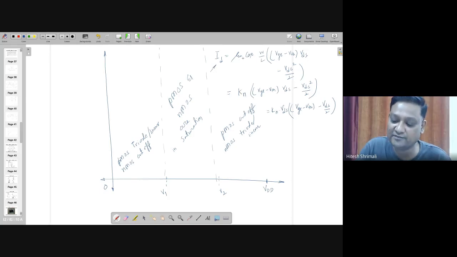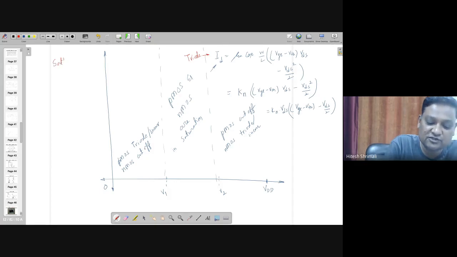Where mu and Cox are the mobility of the NMOS and the oxide capacitance, which depends on the thickness of the oxide. So it's epsilon ox by Tox, right? Those are the things which are constant and given in the datasheet. So if you are in the linear region or the triode region, you are going to use this equation. If it is in saturation mode of operation, the current equation is ID equal to Kn times (VGS minus VTH) whole square.